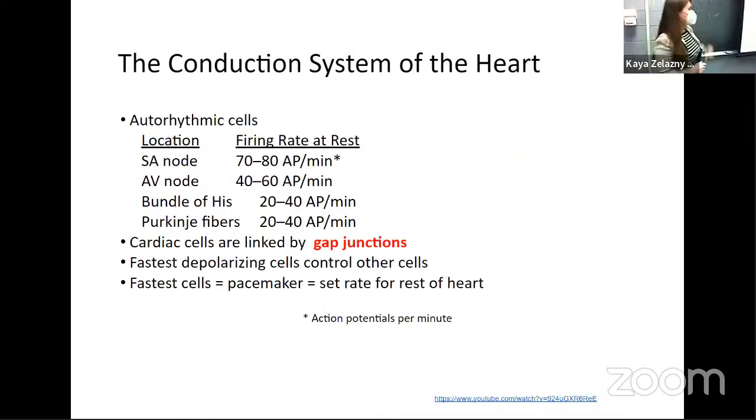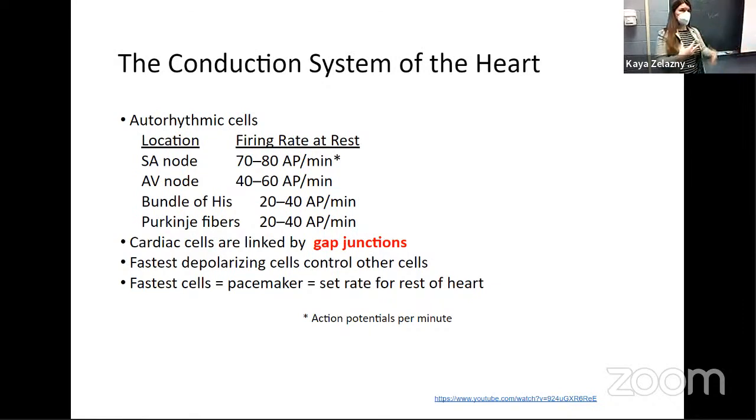So here are the firing rates for our autorhythmic cells. As I mentioned, the Sinoatrial Node, or SA node for short, fires fastest. It's firing at a rate of approximately 70 to 80 action potentials per minute. You'll see some variation there in different sources, but definitely fastest.